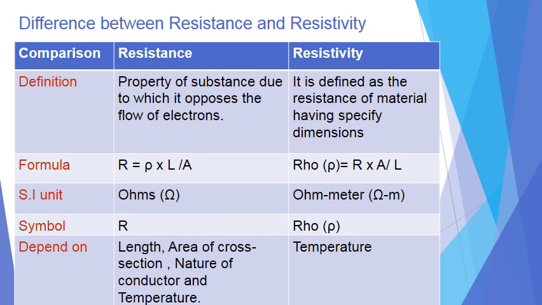The SI unit of resistance is ohm, whereas the SI unit of resistivity is ohm meter. The resistance symbol is R and the resistivity symbol is rho. Resistance depends on the length of the conductor, area of cross section, nature of the material, and temperature. Resistivity depends on temperature. I hope you understand the basic difference between resistance and resistivity.